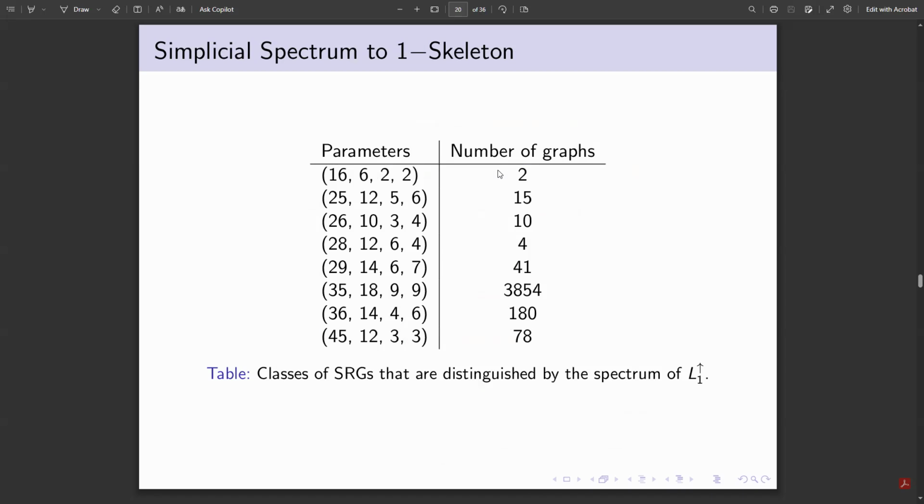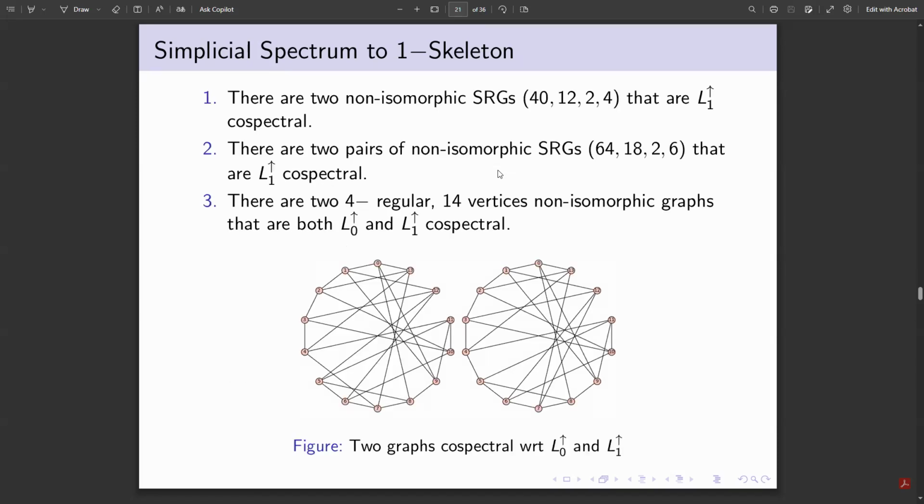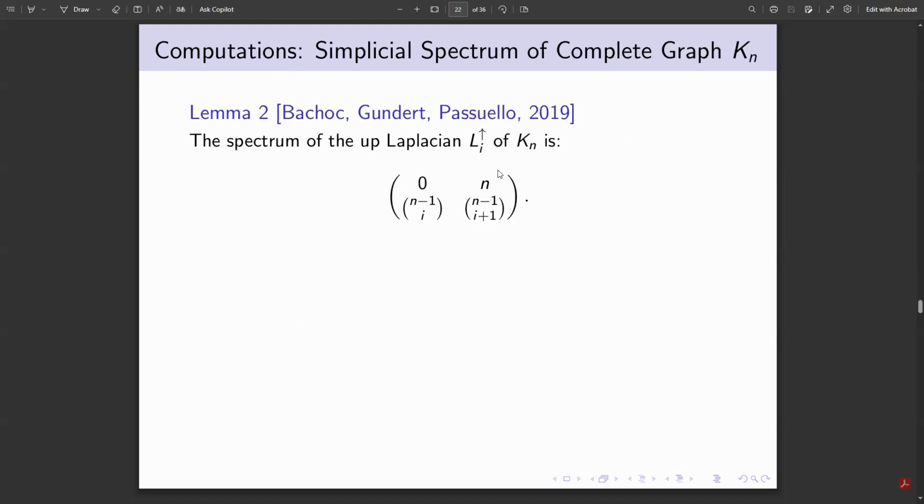But here's some more examples where there are many pairs of graphs with the same parameters. So they have the same adjacency spectrum, but their L1 up spectra are distinct. So there are more examples of why the L1 up spectrum might be useful. Here's some more examples. I'm going to skip them. So that was the motivation for us to study these higher level Laplacian spectra.